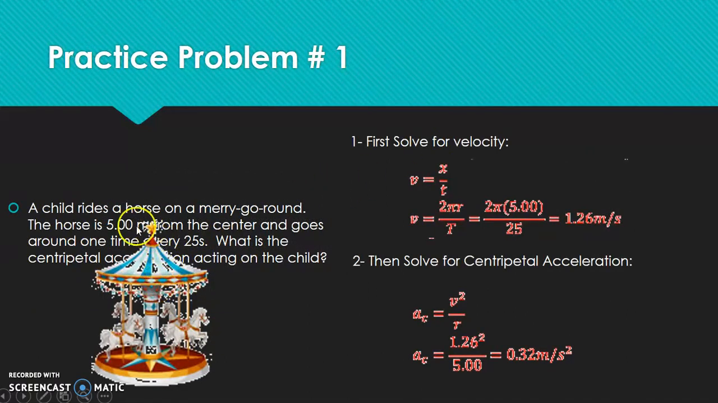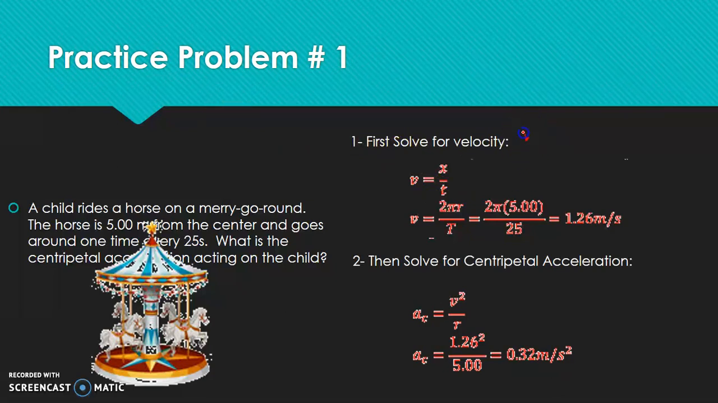Alright, so we have practice problem 2, which has moved a little bit. It says, a child rides a horse from a merry-go-round. The horse is 5 meters from the center and goes around 1 time every 25 seconds. What is the centripetal acceleration acting on the child? So my graphics aren't showing up very good here, so I'm going to kind of write them out.